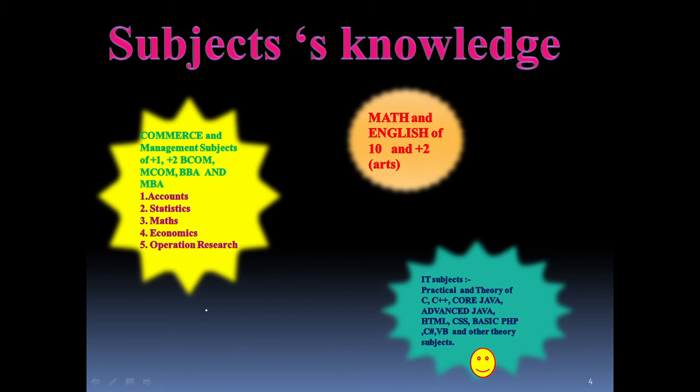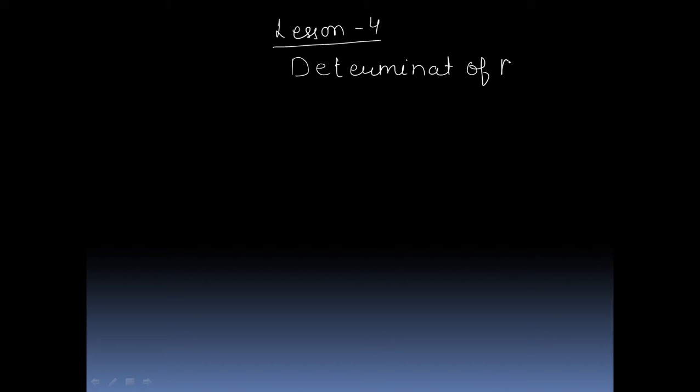Now I am going to discuss lesson number 4. Here we take lesson number 4, determinants. Determinant of matrix. Determinant of matrix is denoted by mod of A sign.